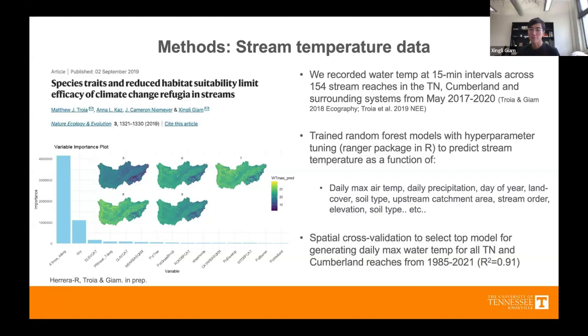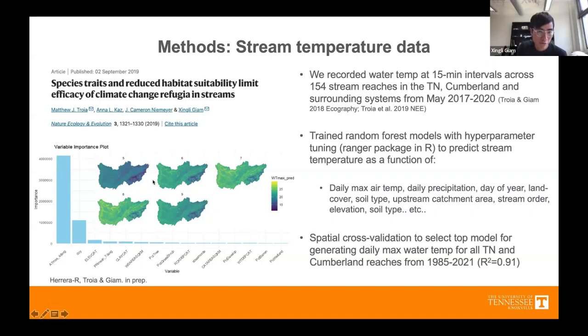Things that we think would affect stream temperature. And then we did spatial cross-validation to select the top machine learning, the top random forest models. And our top model actually managed to generate daily max water temperature at an R square of 0.91. So it's very, very good, and we're quite happy about that.